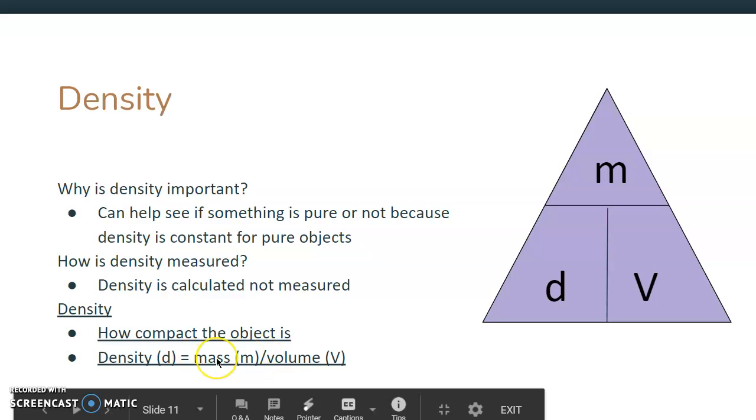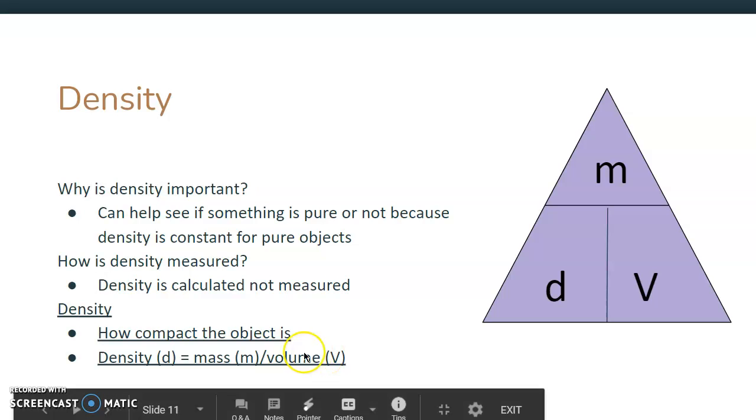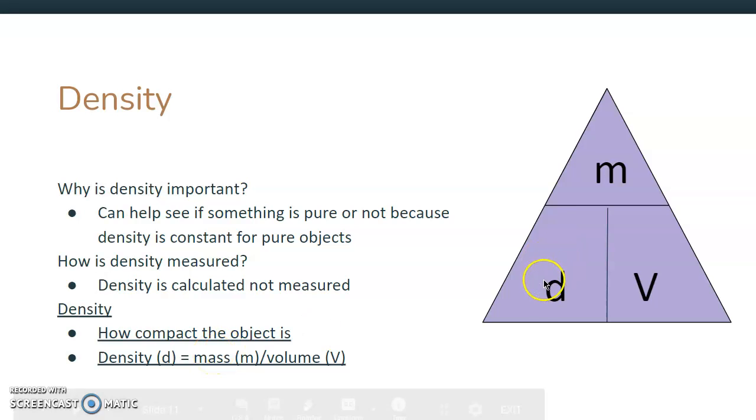So our mass tells us how much matter is in the object, and we're dividing it by how much space it takes up. So if something has a really low density, it means that our volume is a lot bigger than our mass. So that is one idea.